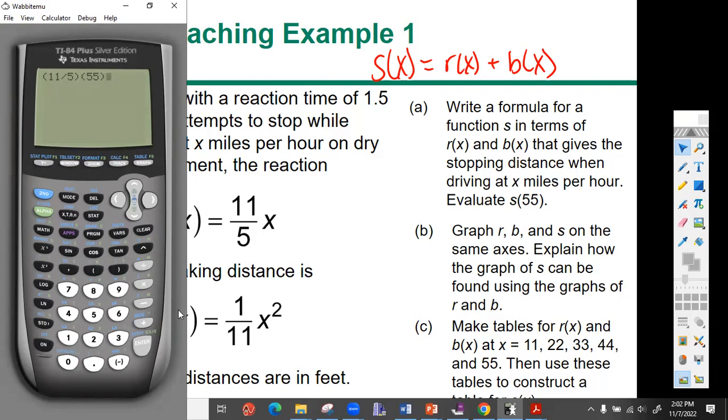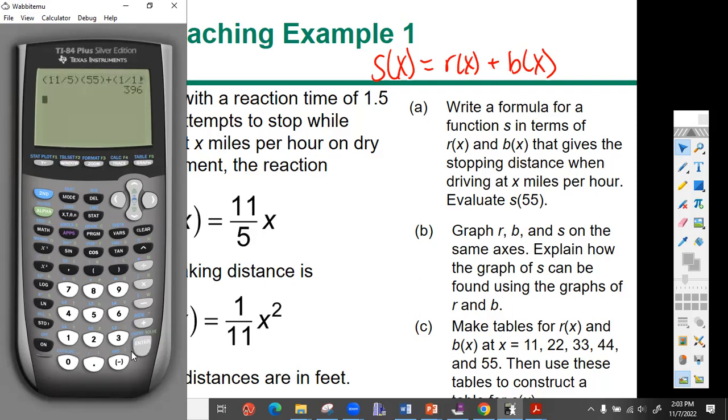Okay. Plus, and now we're going to put in our brake time. So the brake is 1/11, and this time times 55 squared. So notice how we did R of X plus B of X. And when I hit enter.